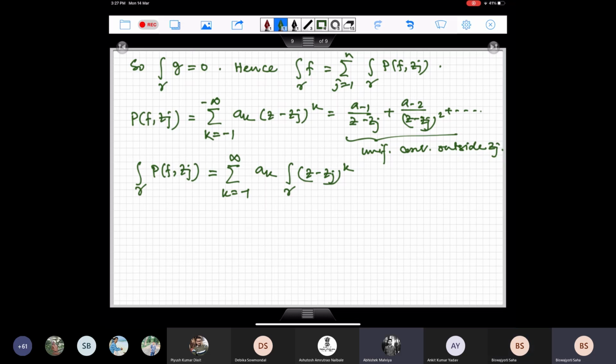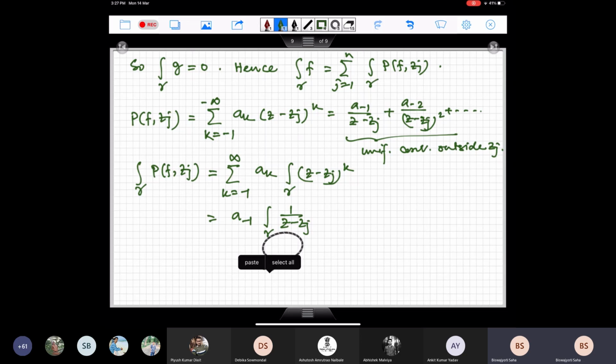Because we have proved it. Yes, so that primarily means not only did we prove it, but there was an underlying reason. What was the reason? The reason was each of them had a primitive. Yes, sir. Each of the factors with exponent bigger than or equal to -2 had primitives. So this is turning out to be a minus 1 integral over gamma of 1 upon z minus zj.